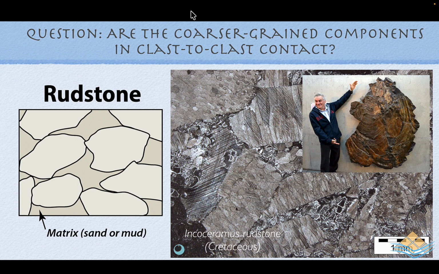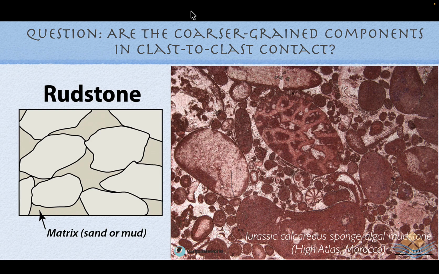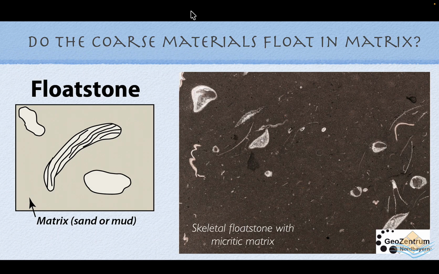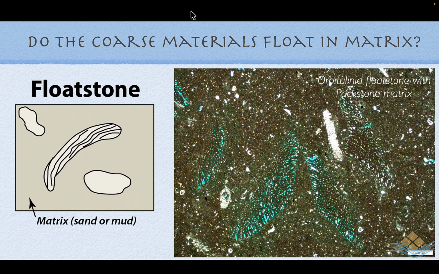Here's an example of a Jurassic calcareous sponge-algal rudstone from the High Atlas. Once again, coarser than sand-sized material. That's a 1 millimeter scale bar. This is another example of a rudstone. Here we have a floatstone where we have the coarser than sand-sized components floating within a micritic matrix. This is a skeletal floatstone with micritic matrix, less than 10% grains, but those grains are coarser than sand size. Here's another example. This is a foraminiferal orbitolinid floatstone with a packstone matrix.